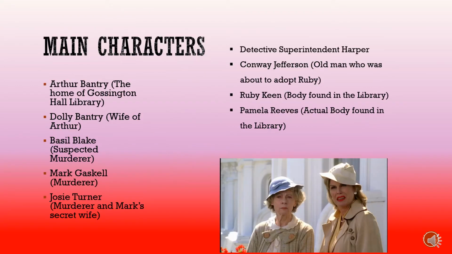So this is a list of the main characters in the novel. You have Arthur and Dolly Bantry, who live in Gossington Hall, and this is where the body was found. Basil Blake is the suspected murderer. Mark and Josie are the actual murderers, and Josie is Mark's secret wife. You have Detective Superintendent Harper, Conway Jefferson, who is the old man that was about to adopt Ruby, the girl who was murdered. You have Ruby Keene, the body found in the library, and Pamela Reeves, the actual body found in the library.